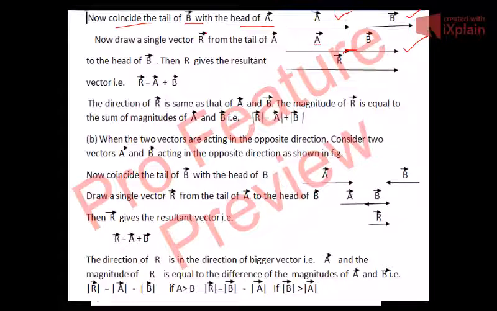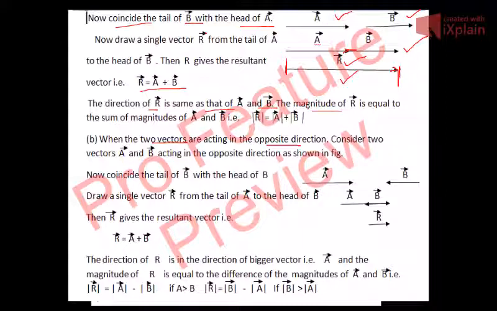Now in the third step, we have to draw a line from the tail of A to the head of B. So this line will represent the resultant of A and B, that is R is equal to A plus B. Now the direction of R is the same as that of A or B because they are in the same direction. This was case first. Now case second is when the two vectors are acting in the opposite direction.